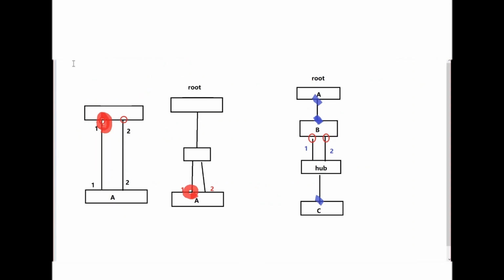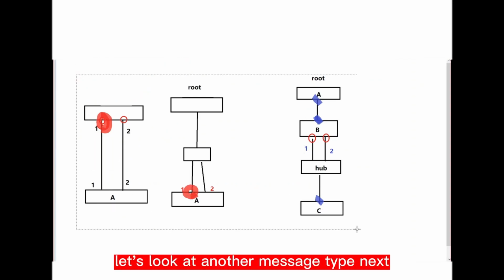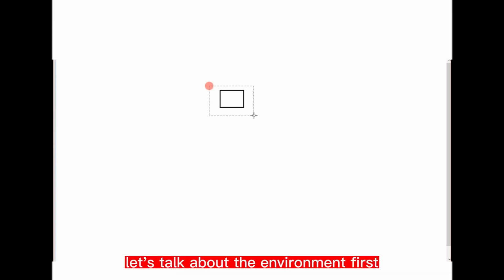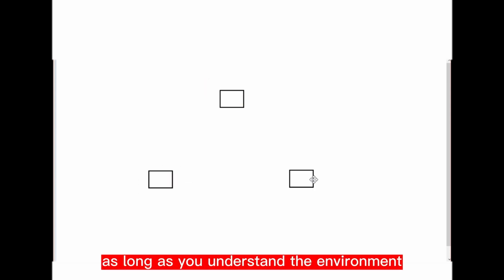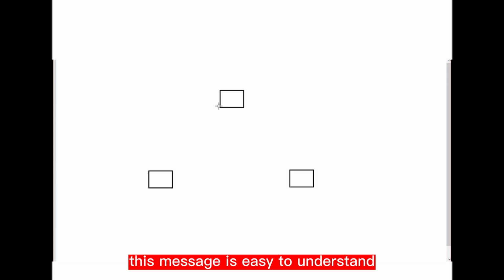Okay. Let's look at another message type next, called TCN BPDU. Before we talk about it, I will draw a topological map. Let's see if it's necessary. Let's talk about the environment first. As long as you understand the environment, this message is easy to understand.